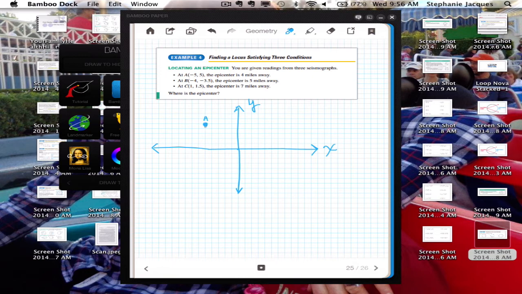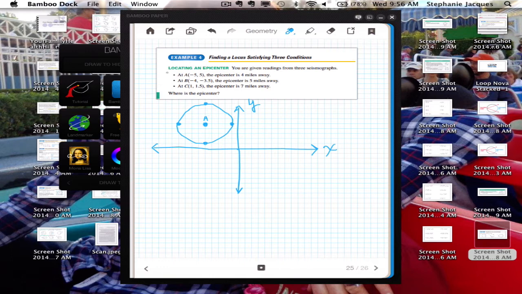And remember, an epicenter radiates out in a circular manner. And it says the epicenter is 4 miles away at this point. So that means we go out 4. So 1, 2, 3, 4, in each direction. And then I'd have to use the distance formula to determine these, but I'm just going to sketch it for now. Those points are a little harder to get when you're doing that.